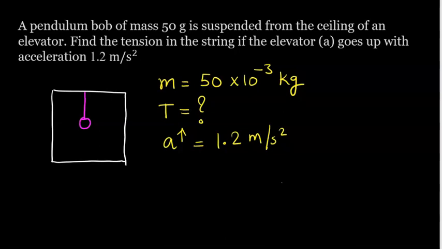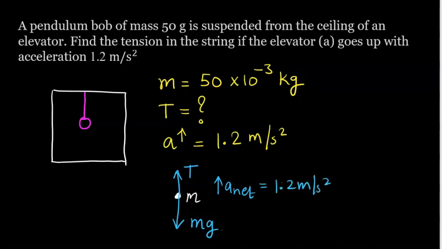Now if I draw the free body diagram of this bob, I will draw this bob like this. This is having mass m. There is an upward force of T, capital T. This is the tension force, and downward force is mg. The net acceleration is upward, so a net is upwards, which is 1.2 meter per second square. So what does it mean? It means that T must be greater than mg, because net acceleration is upwards. So T minus mg will be equal to ma.